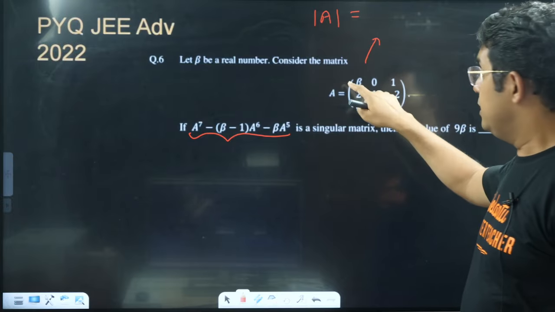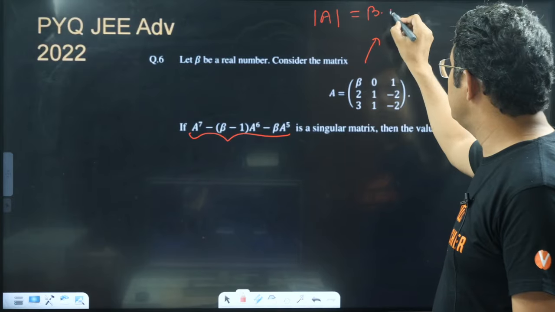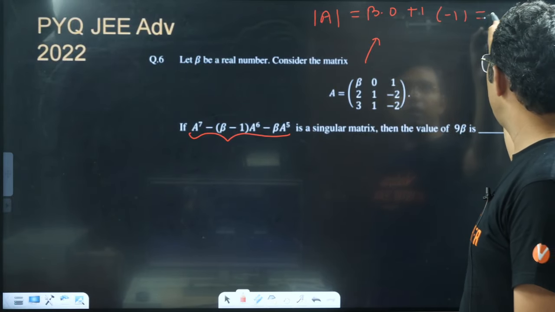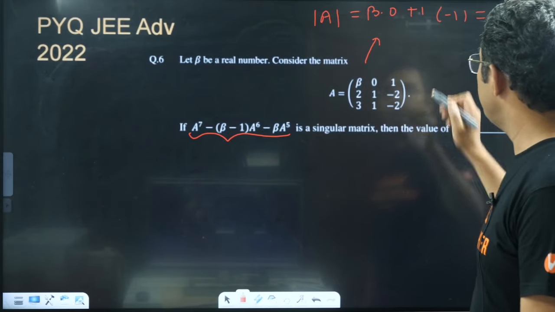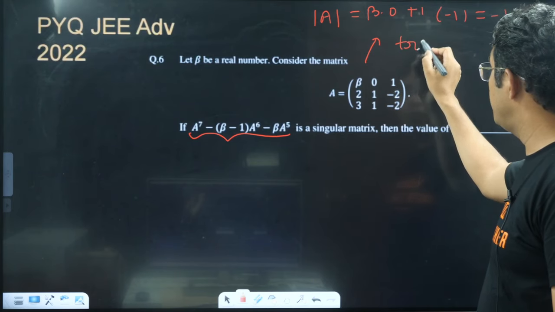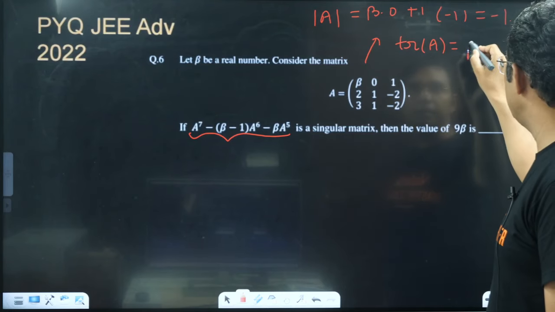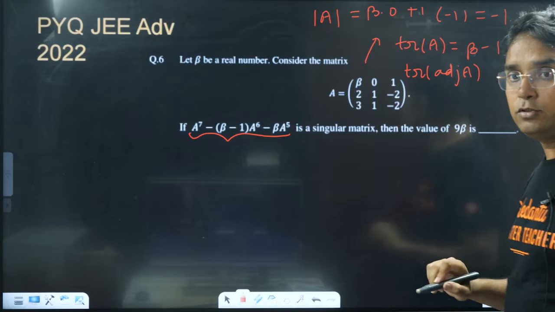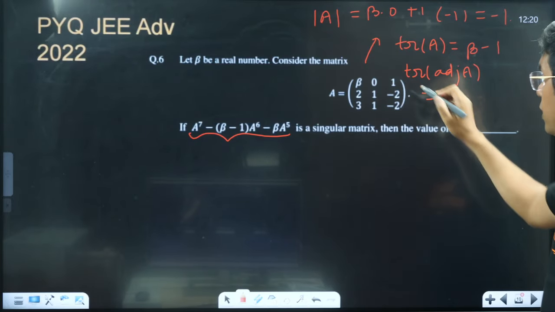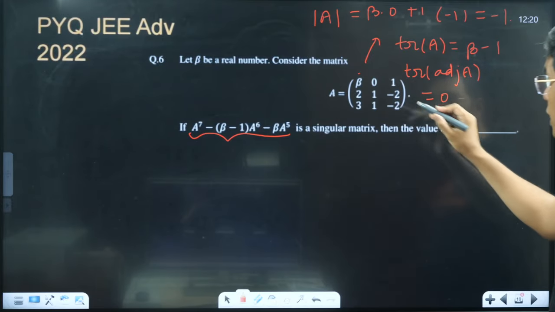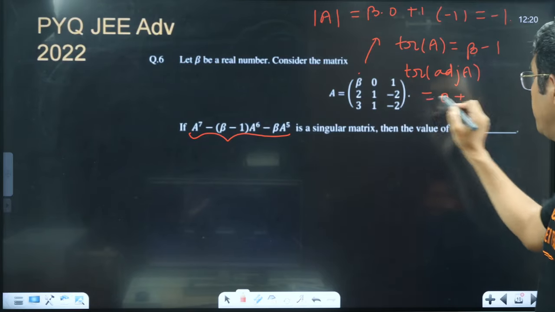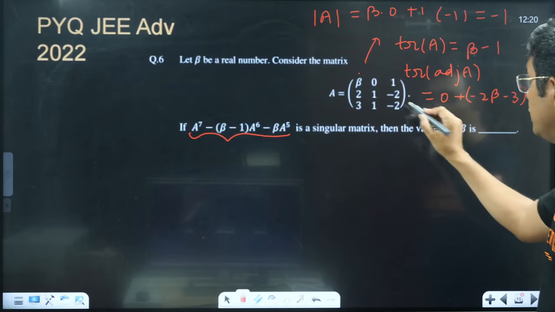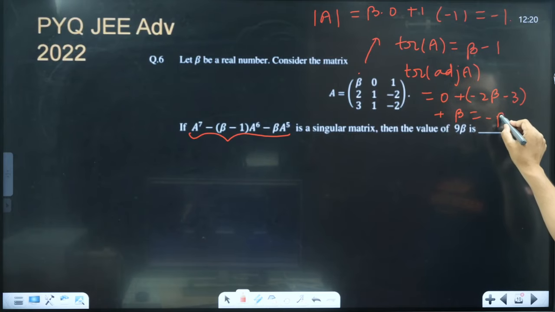In fact, if you open this determinant in the first row, beta multiplied with 0, and then second element is 0 plus 1 multiplied with 2 minus 3, so minus 1. So value of this is minus 1. So this determinant of A is not equal to 0. In fact, if I find the trace of A, because I will require this to form the characteristic equation, that is beta minus 1. And if we find the trace of adjoint of A, it will be 0 for the first element, you can say minus 2 plus 2, so 0. For the middle element, the cofactor would be minus 2 beta minus 3, plus for this element it will be beta. So this becomes, I think, minus beta minus 3.